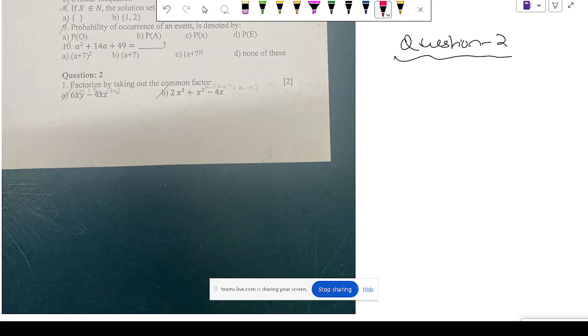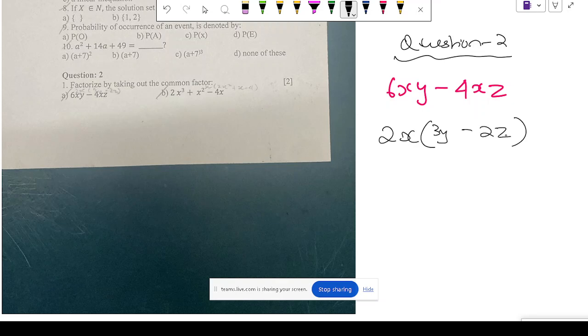Explain this, Kia. Factorize. Yes, sir. How do you factorize? You explain. From 6 and 4, we have to take 2. 2 is the common value, and then x is also common. So 2x, and in the bracket it will be 3y minus 2z. Very good. 3y minus 2z.